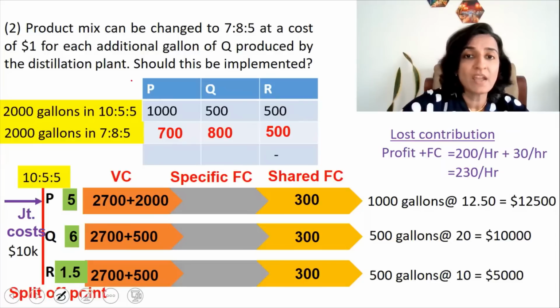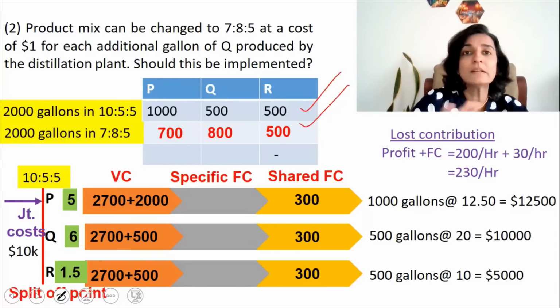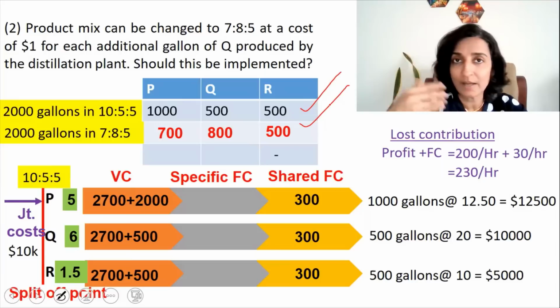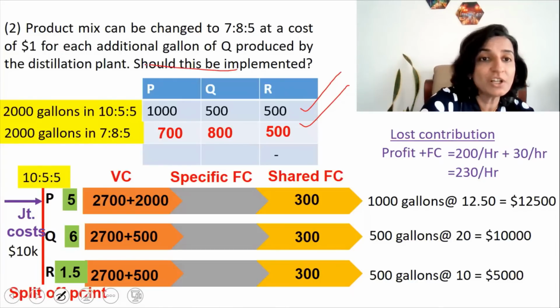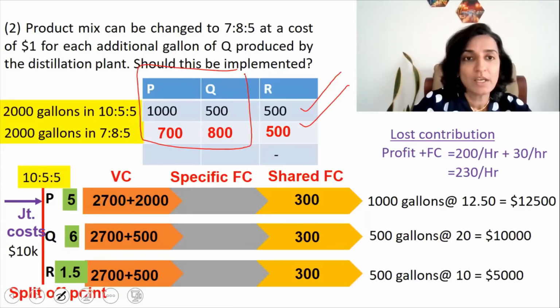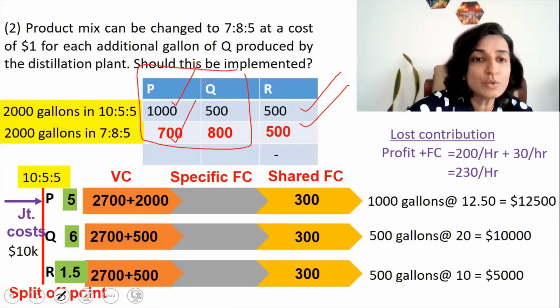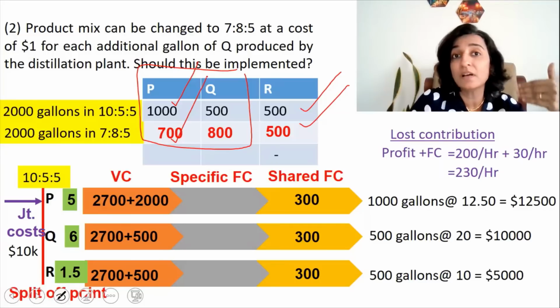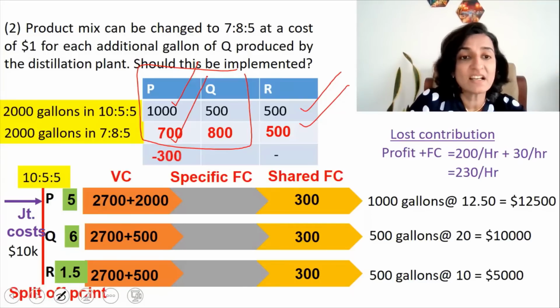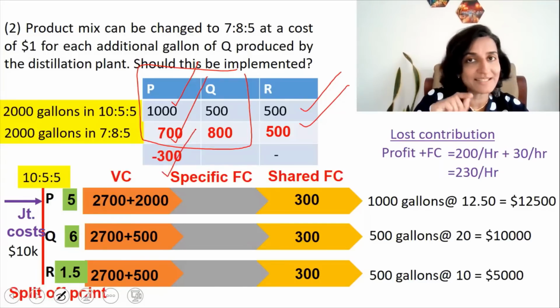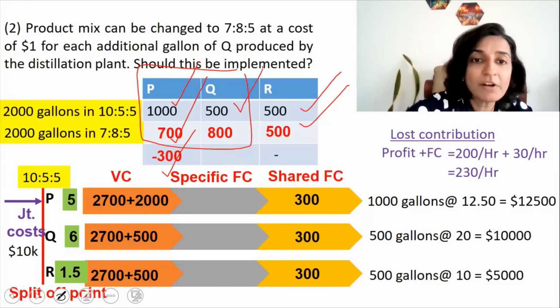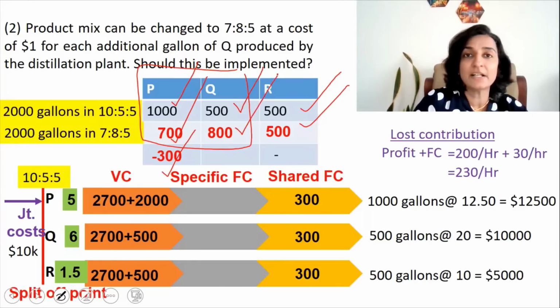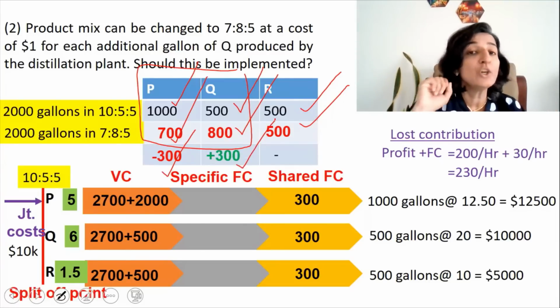So what do you see? R, the quantity is anyway remaining the same. And as such, we are planning to discontinue the further processing of R. Now focus your attention only on P and Q. So if you see P, it has reduced to 700 units as per the revised mix. So there is a reduction of 300 units as far as P is concerned. And as far as Q is concerned, from 500 units, it has increased to 800 units. So there is an increase of 300 units as far as Q is concerned.